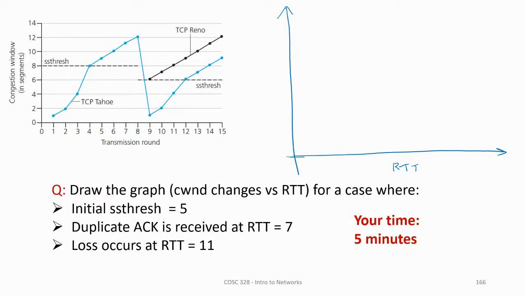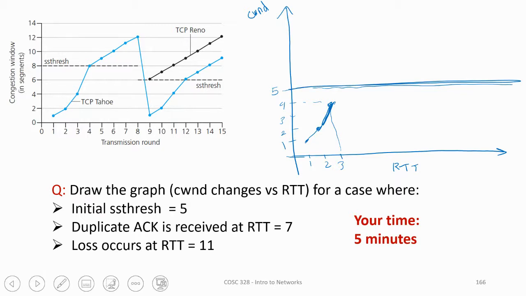So if this is RTT, and this is the congestion window size, the initial threshold is set to 5. Let's say this is 5, then 4, 3, 2, and 1. So it starts at RTT1, it sends 1 segment, then at RTT2, it doubles and sends 2 segments. At RTT3, it sends 4 segments. Right, so this would be 4 segments. And this is the threshold that it is sending.